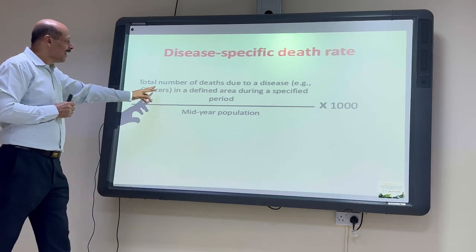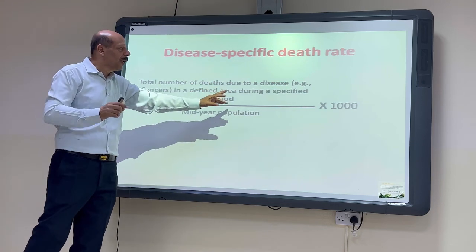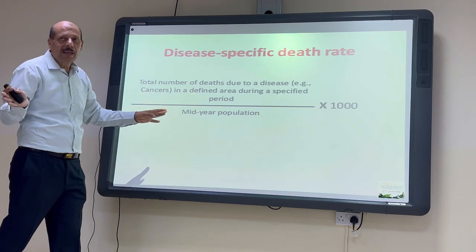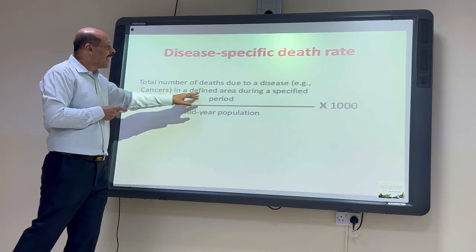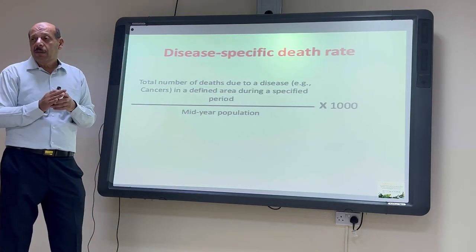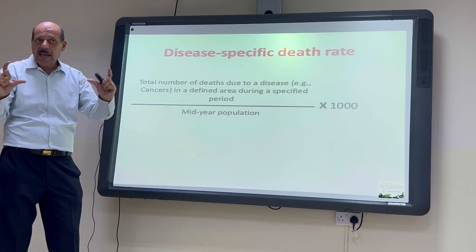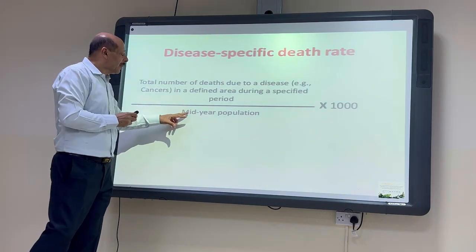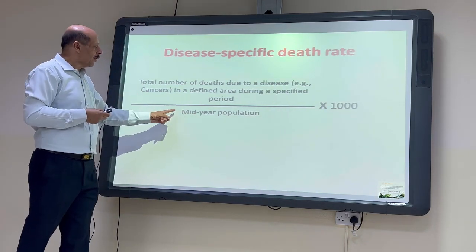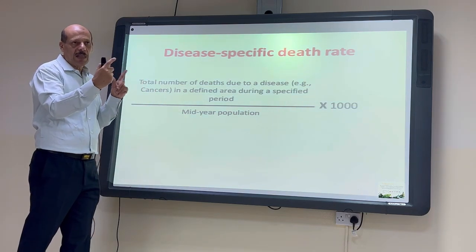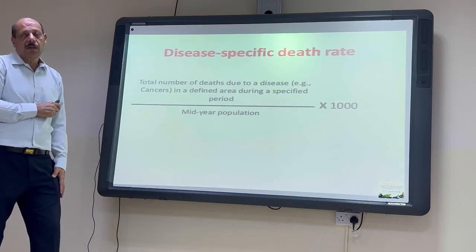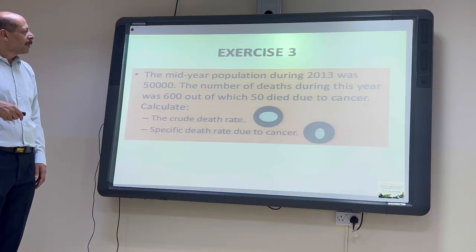Disease-specific death rate is the total number of deaths due to a certain disease, like cancer or like corona or like AIDS, in a defined area in a specific period. But there is area and period also. Usually it is 1 year. Sometimes it can be also for a month, but in this case we will take the population in that month, mid-year population multiplied by 1,000. By that, we will calculate the specific rate.